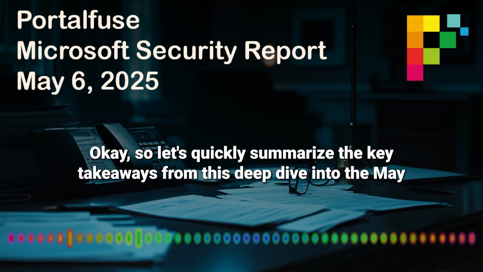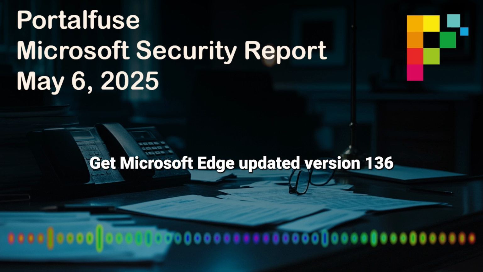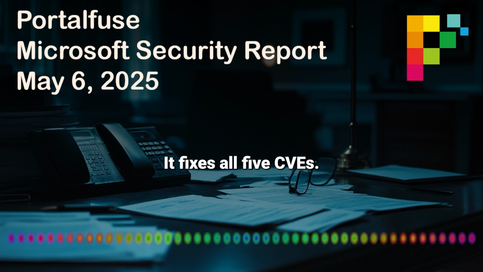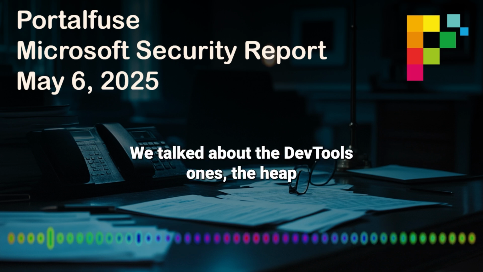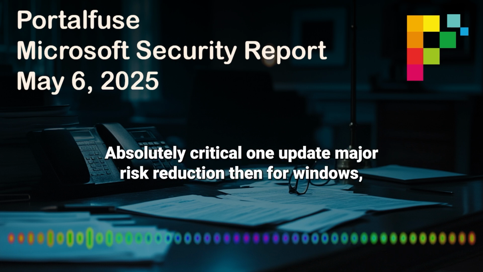Exactly. Okay, so let's quickly summarize the key takeaways from this deep dive into the May 6th PortalFuse report. Number one priority: get Microsoft Edge updated. Version 136.0.3240.50 is the target. It fixes all 5 CVEs. We talked about the DevTools ones, the Heap Overflow, and the Spoofing vulnerability. Absolutely critical. One update, major risk reduction.